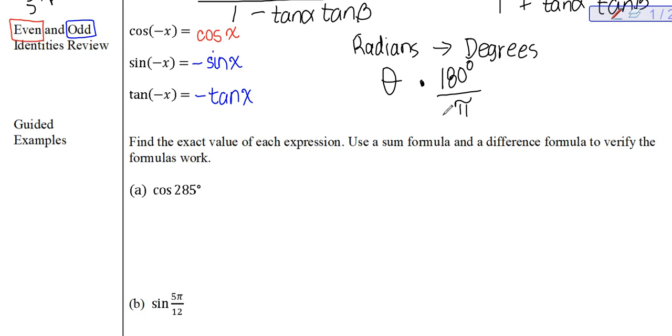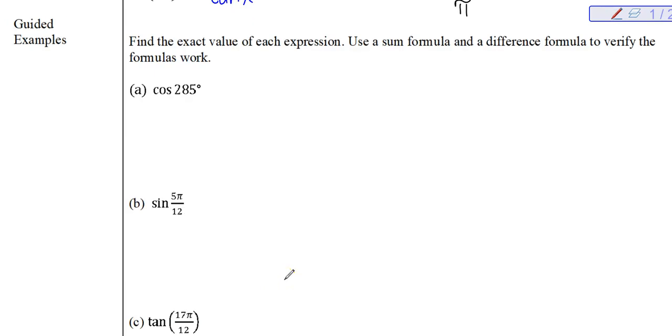And when you're doing these angles that we're about to work on here, it's easier to work in degrees than it is to work in radians, because radians tend to be fractions and degrees tend to be whole numbers, right? So it's good to have this in your toolbox. So let's take a look at these guided examples.